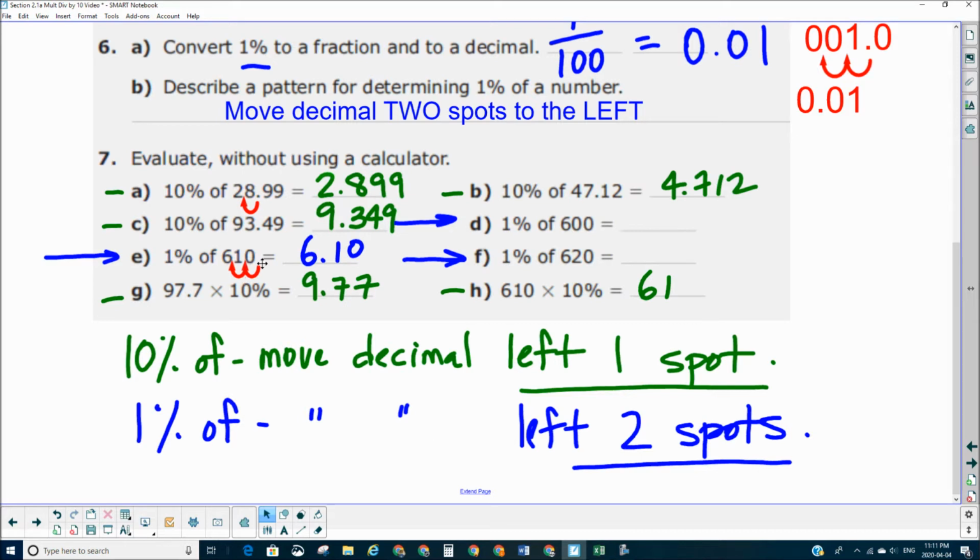For 1%, we're going to move 2 decimal places to the left. So 600 becomes much smaller and only gets a 6. You could put 6.00 or just 6. That's dividing by 100 instead of dividing by 10. Okay, and then here, 620, you move 2 decimal places to the right, or the left, excuse me, and that gets you 6.2.